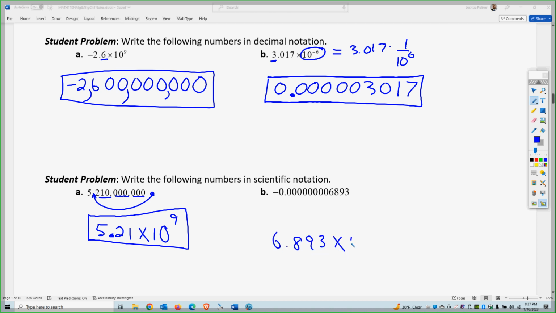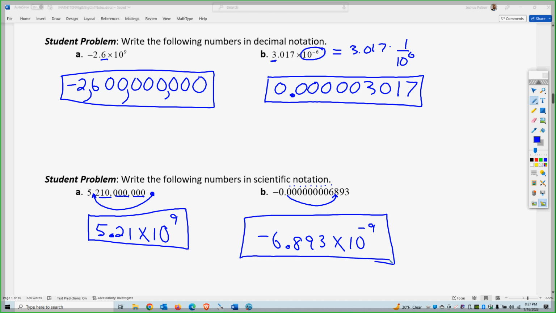6.893 times 10. We have a negative on there. So I need to move the decimal from here to here. Which means this 6.89 is clearly larger than the original number as far as absolute value. So the number of place values I moved is 1, 2, 3, 4, 5, 6, 7, 8, 9. But I need to make this smaller by 9 place values to get back to the original. Okay, so that's our scientific notation.